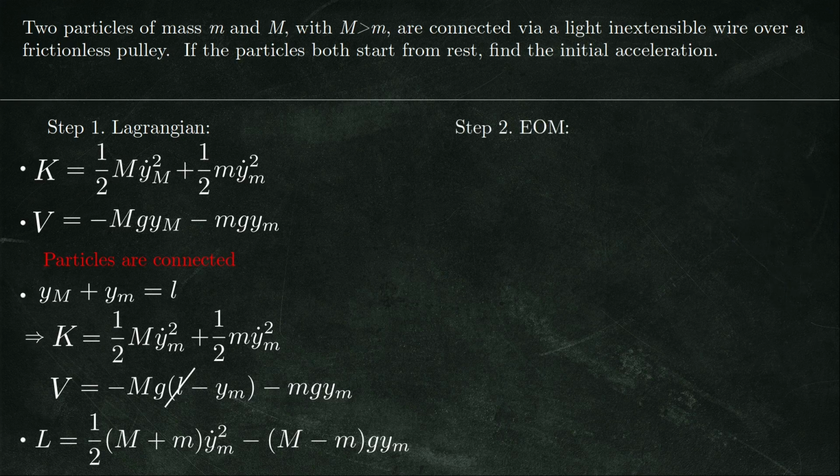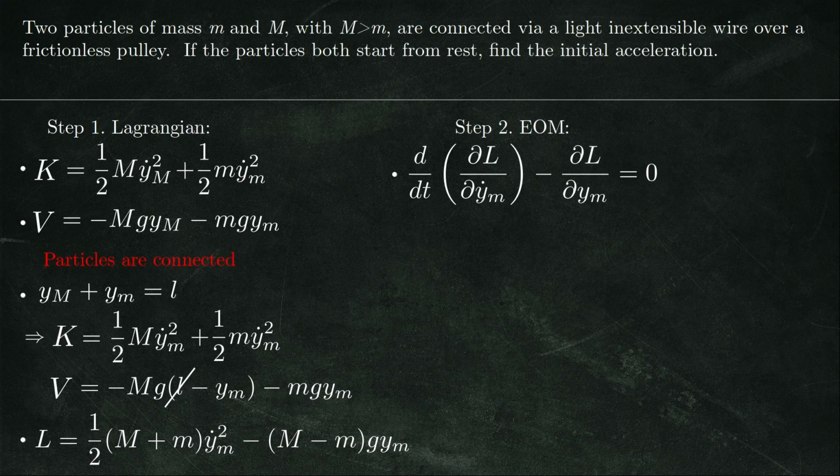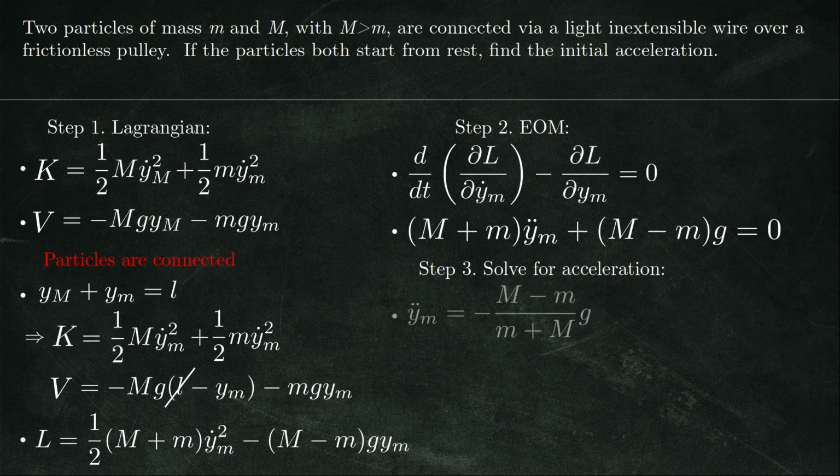Then we want to find the equation of motion. This time we're only going to have one Euler-Lagrange equation. We've written everything just in terms of one coordinate, not two. There's in fact only one degree of freedom for this system. So we only have one Euler-Lagrange equation and only one equation of motion. So by applying the Euler-Lagrange equation, we get our equation of motion. And then we wanted to find the initial acceleration, so we can rearrange this to get our acceleration.